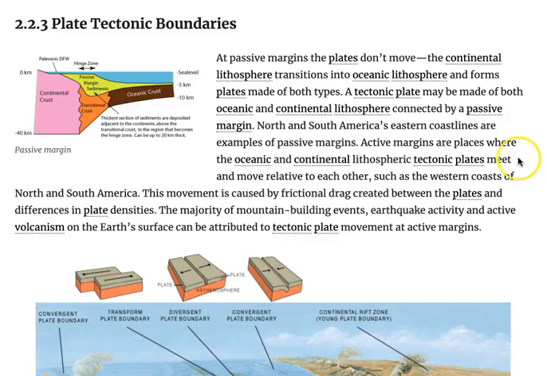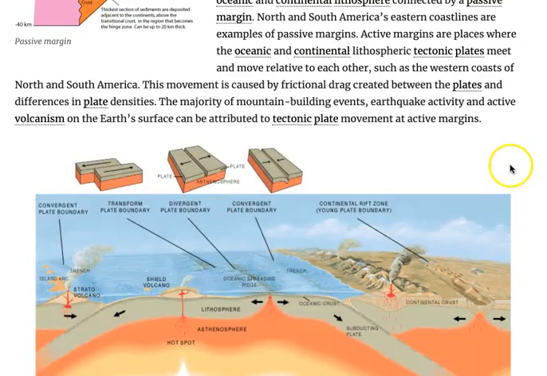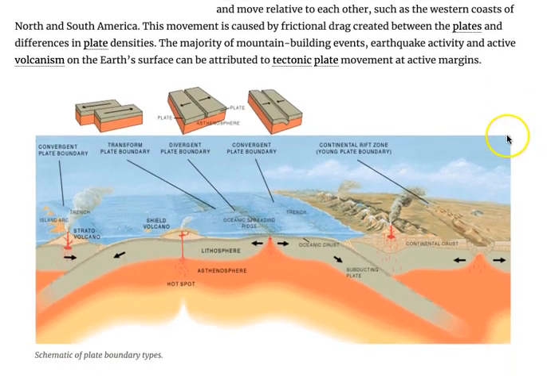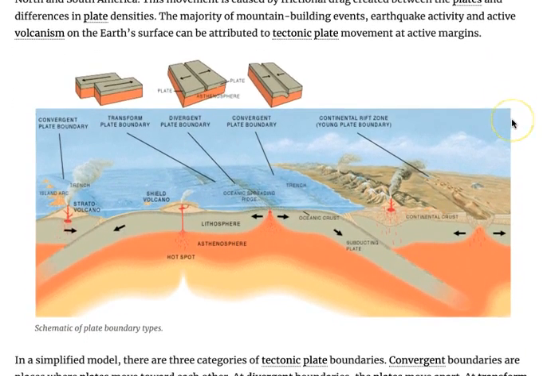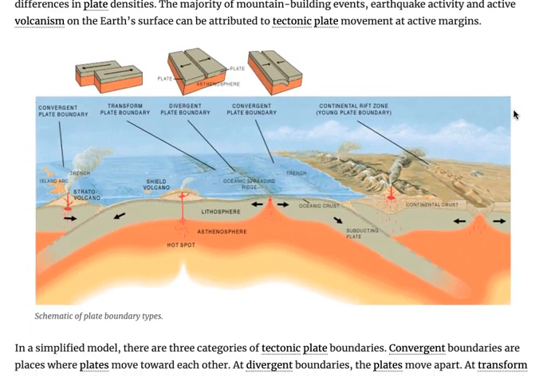Active margins are places where the oceanic and continental lithospheric tectonic plates meet and move relative to each other, such as the western coasts of North and South America. This movement is caused by frictional drag between the plates and differences in plate densities. The majority of mountain building events, earthquake activity, and active volcanism on Earth's surface can be attributed to tectonic plate movement at active margins. This illustration here summarizes the three types of plate boundaries: transform, divergent, and convergent.